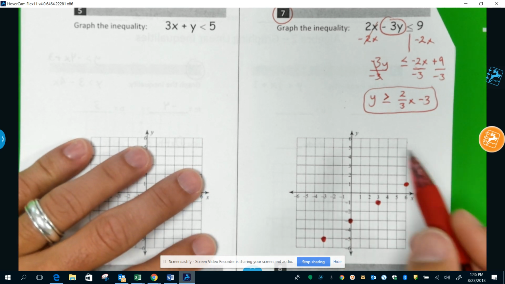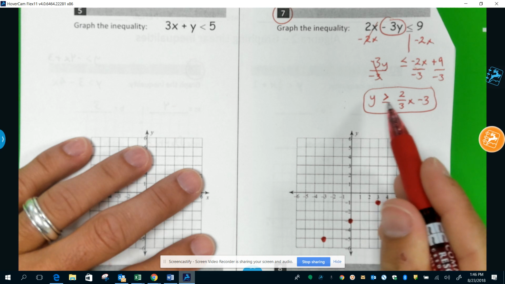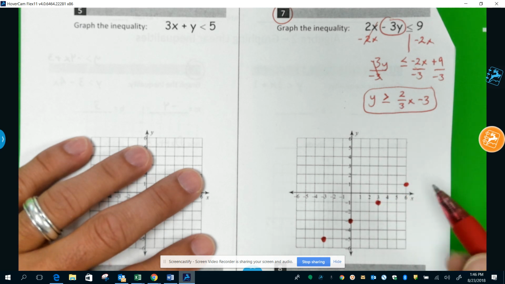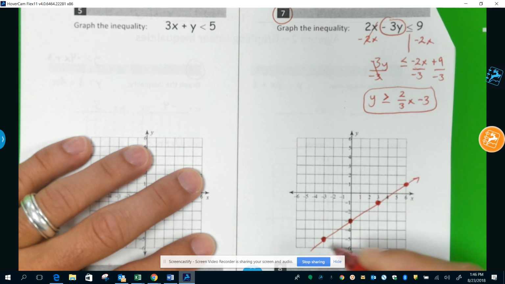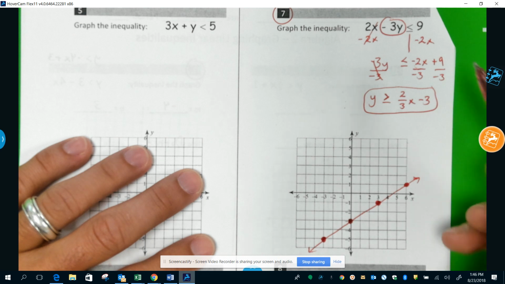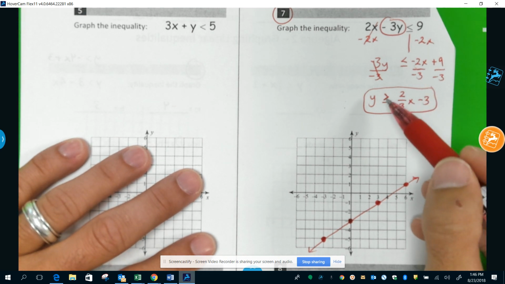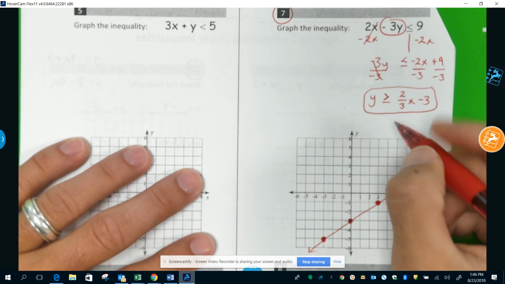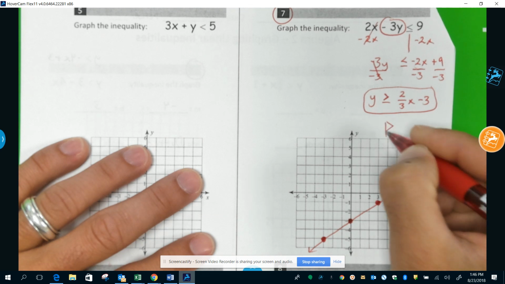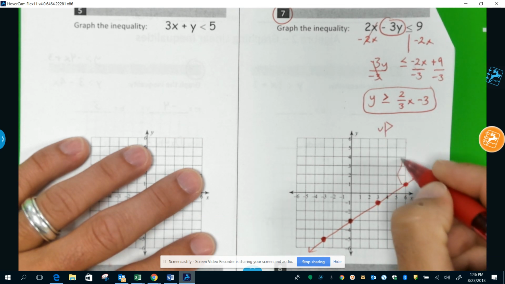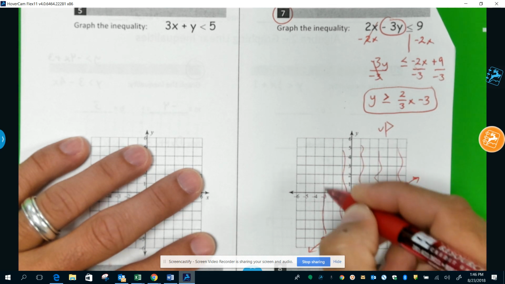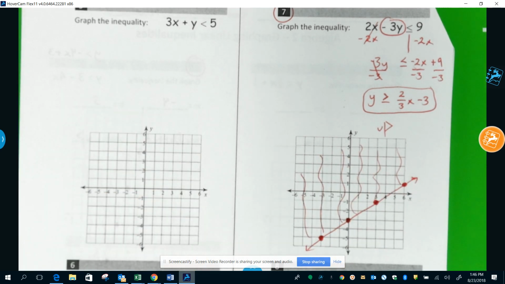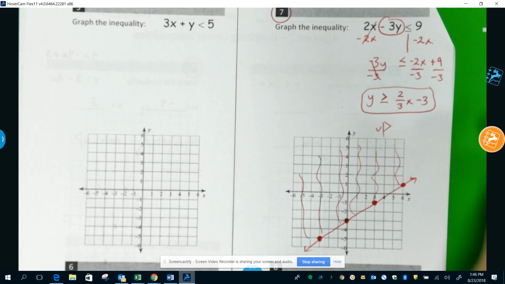All right, now when I connect these dots, I have an equal to underline here. So that tells me that when I connect these dots, I'm going to connect it with a solid line. And last but not least, the last thing I need when I have inequalities, I need to shade. This is a greater than symbol, and greater than symbols, again, tell me to shade up. So I put my pen on the line, and I will shade everything up above the line. And that's number 7.